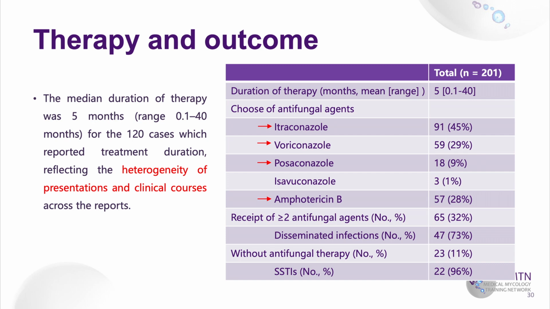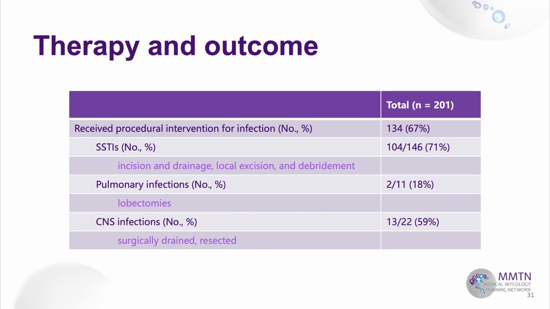If we look at the therapy and the outcome, the median duration of therapy was pretty long, about 3 months, ranging from 0.1 to 40 months for the 120 cases with reported duration, reflecting the heterogeneity of the presentation and clinical course across the reports. The most commonly used antifungal agents are itraconazole, voriconazole, posaconazole, and amphotericin B.